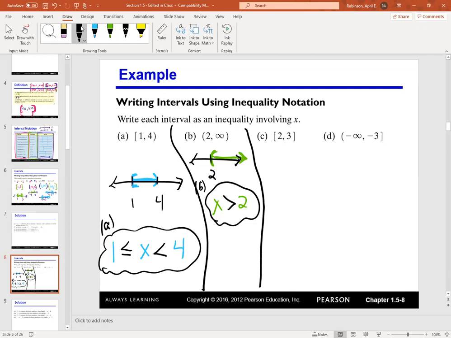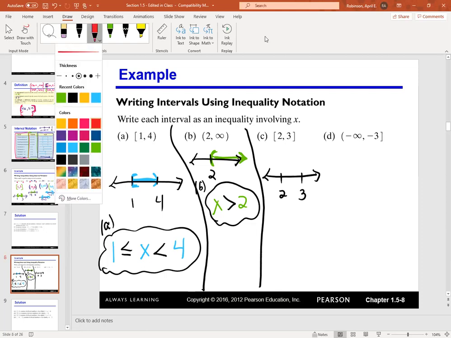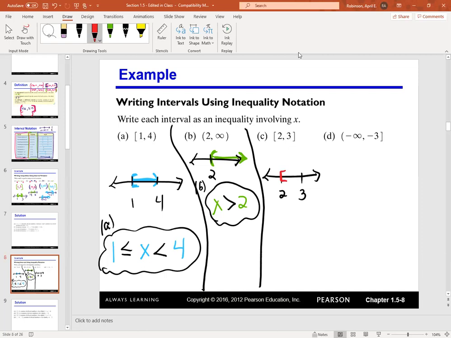Now on letter C, I have a 2 going to a 3. So here's 2, here's 3. There are brackets on both of them. So it starts at 2 and it includes the 2, and it goes to 3 and it includes the 3, and it's everything in between. So it's an in-betweeny. So here's x, which would be in between 2 and 3. And because they are both brackets, I need less than or equal to signs. So that's the answer to part C.